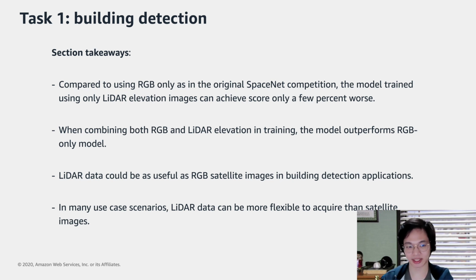And the section takeaway is that compared to using RGB only, as in the original SpaceNet competition, the model trained using only LiDAR elevation images can achieve a score only a few percent worse. When combining both RGB and LiDAR elevation in training, the model outperforms the RGB-only model. LiDAR data could be as useful as RGB satellite images in building detection applications. That means if you have data from two different sources, you can try both of them, or you can combine both of them to see if it improves your performance.